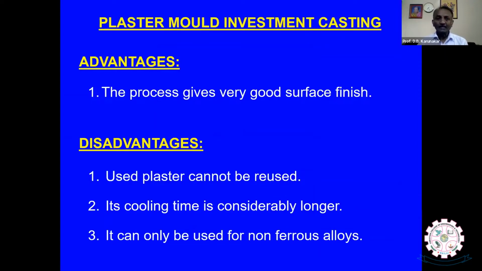Okay. Now, what are the disadvantages? Used plaster cannot be reused. That is only for one-time use. So that is costly. Plaster of Paris is costly. And its cooling time is considerably longer. And it can be used only for non-ferrous alloys. What happens if we cast ferrous alloys? This plaster of Paris contains some sulfur. And this sulfur reacts with iron in the ferrous alloys, and it forms ferrous sulfide, which is very detrimental.